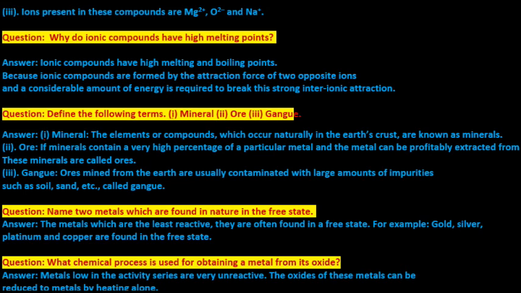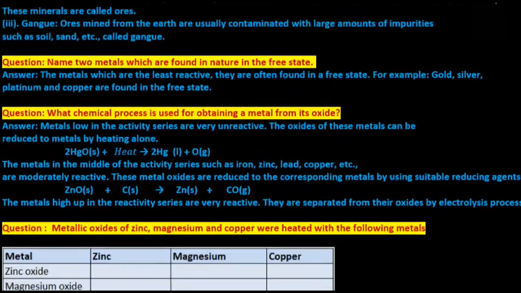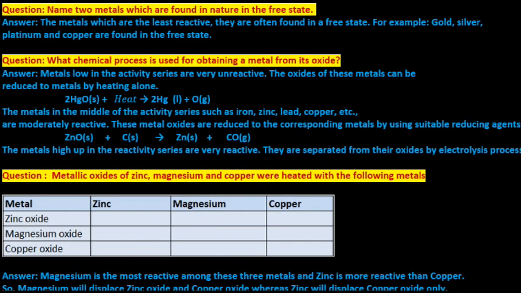Gangue. Ores mined from the earth are usually contaminated with large amounts of impurities such as soil, sand, etc., called gangue. Next question. Name two metals which are found in nature in the free state. The metals which are the least reactive are often found in a free state. For example, gold, silver, platinum, and copper are found in the free state.